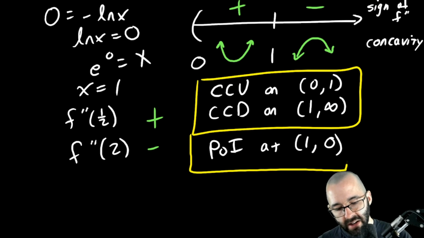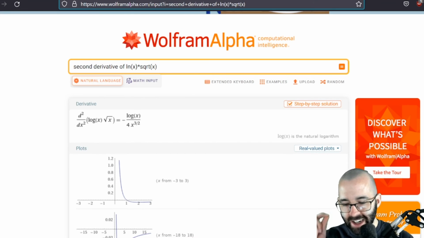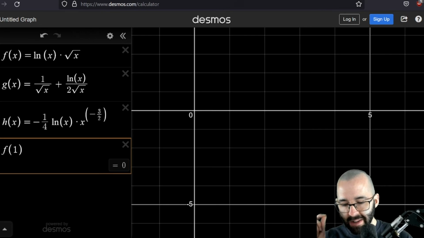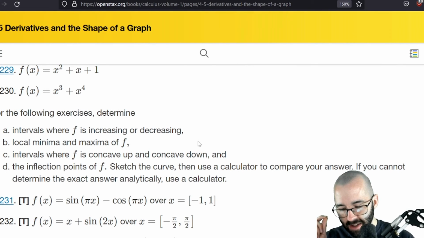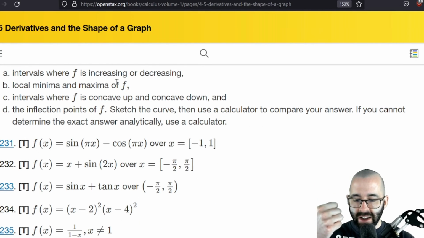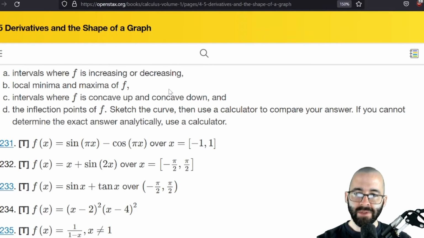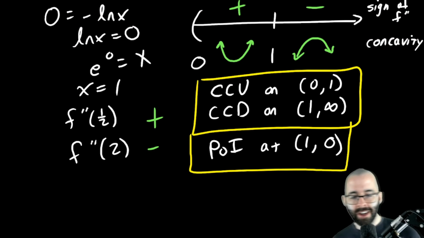So I believe we've done everything except for sketching the graph, but let's check. What does the problem want us to do? What problem are we doing? Yay, here we go. Intervals of increasing and decreasing, check. Local extrema, check. Intervals for concave up, concave down, check. Inflection points, check. Sketch the curve, that's where we're at. You are here. So let's do that.